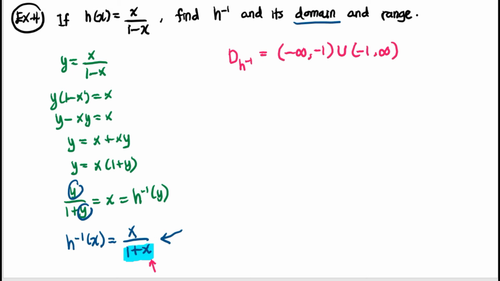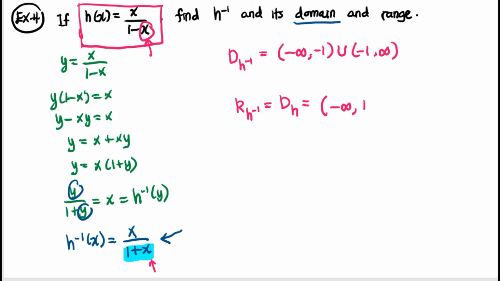But to find the range of H inverse, this is actually the same as the domain of H. Look at the function H. What is the domain here? You can substitute with any values except 1, because if you substitute with 1, it will become 0 at the denominator. So it is undefined. Therefore, you will have negative infinity until 1 union with 1 until infinity. So you are done with this one.